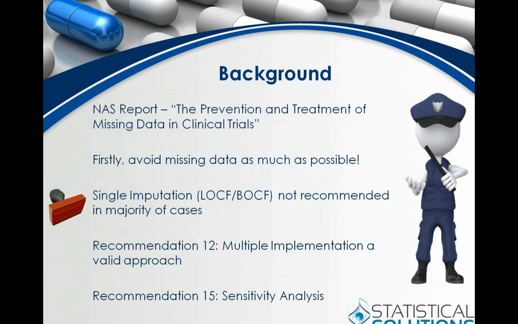So I suppose to go into the background information on this, quite recently the FDA in the US asked the National Academy of Science on Statistics to help them investigate methods to deal with the prevention and treatment of missing data in clinical trials. They did up this report titled the Prevention and Treatment of Missing Data in Clinical Trials. There was a panel who dealt with that, and they made several recommendations to the FDA in how to prevent and deal with missing data in clinical trials.